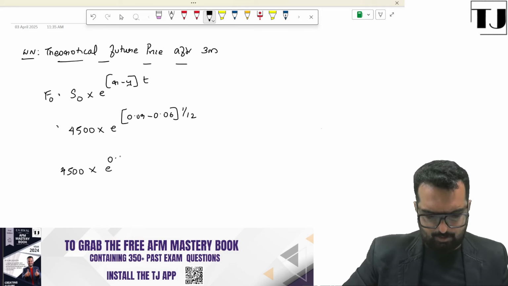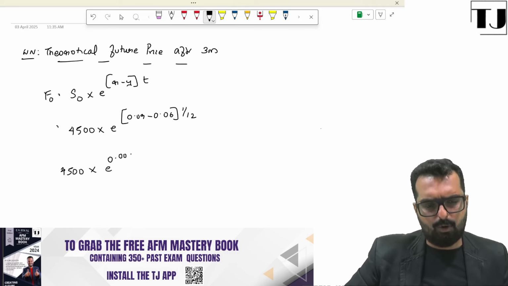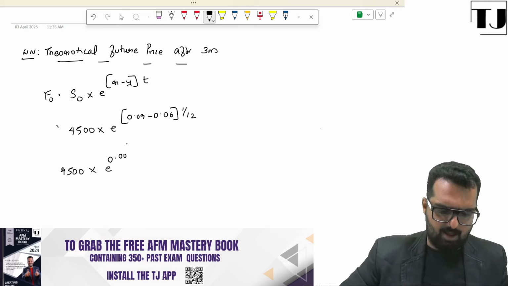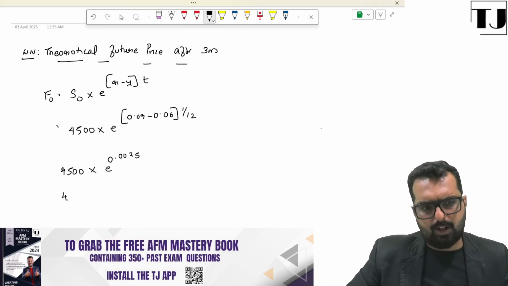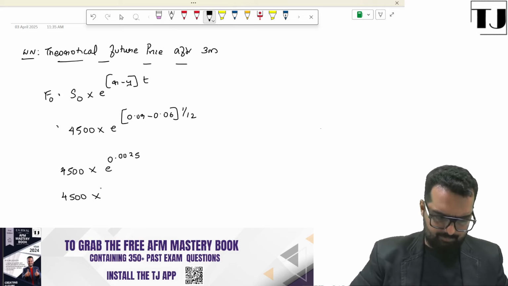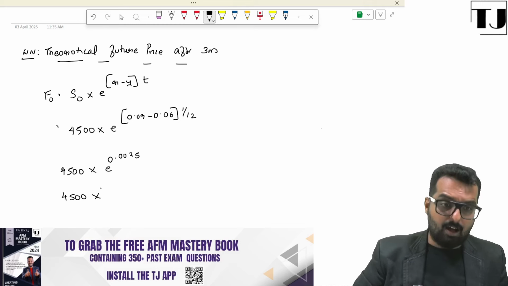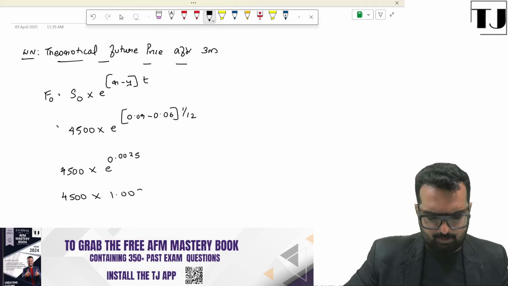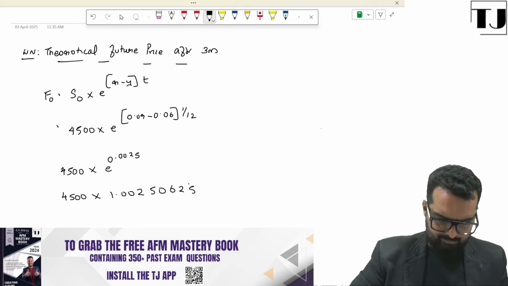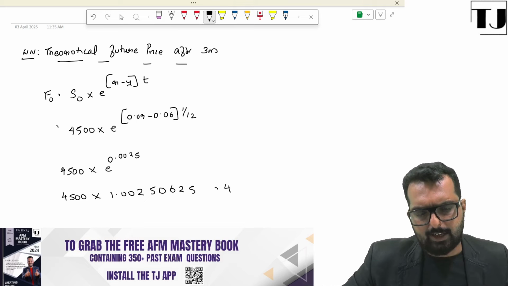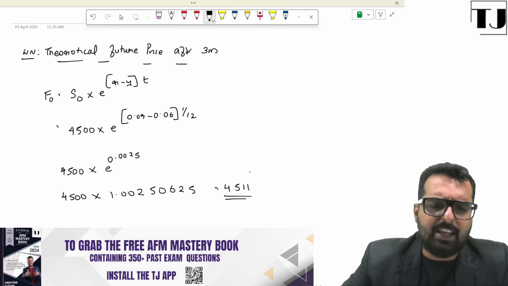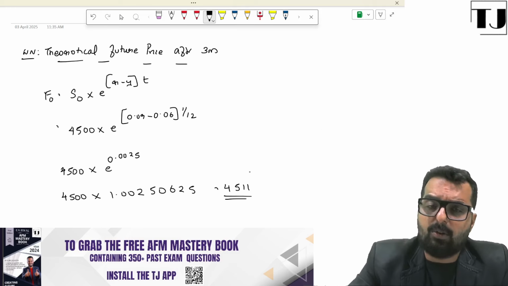e raised to (0.09 minus 0.06) divided by 12, which is 0.0025. Or that will be nothing but 4,500 into 1 plus r square by 2. It will be 1.00250625. So when I multiply with this, I'll get the answer over here as 4511 as the value of the index future, friends. Yes, so I got 4511 as the value of the index future.